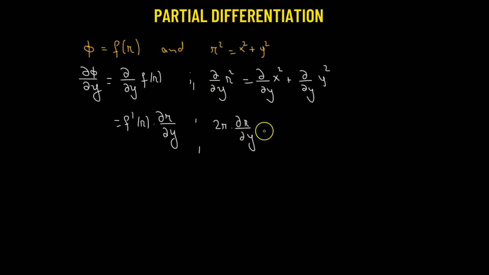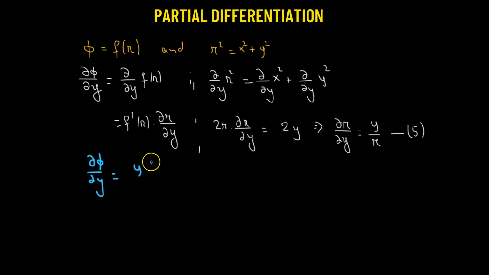equals, so the partial of x squared with respect to y will be 0 because x will be treated as a constant. Now that leaves us with 2y, which is the partial of y squared with respect to y. So that means we have the partial of r with respect to y equal to y divided by r. So let's label this as equation number 5. Now we can use number 5 and replace the partial of r with respect to y, such that the partial of phi with respect to y will then equal y times f prime of r divided by r. So we'll label this as equation number 6.